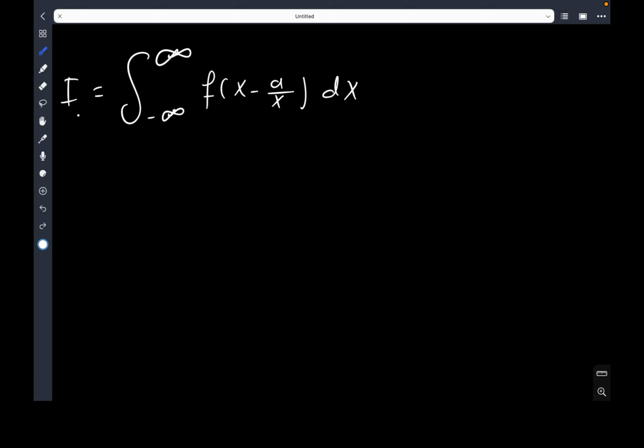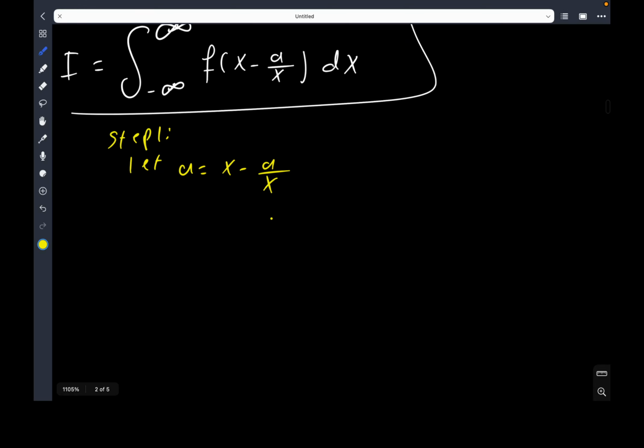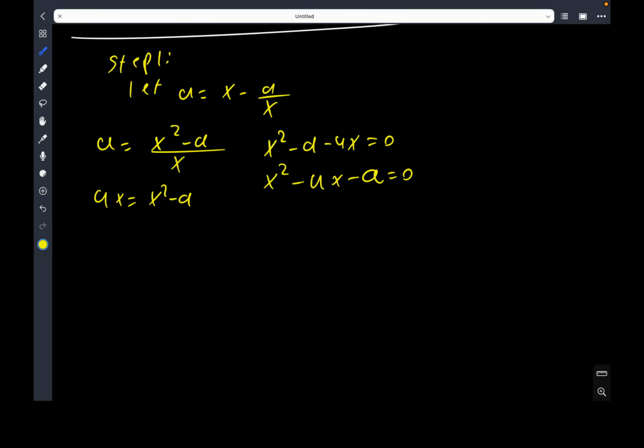So first of all, step one here. I'm gonna let u be equal to x minus a over x, and u therefore is x squared minus a over x, and therefore ux is x squared minus a, and thus it would be x squared minus a minus ux equals 0, which is x squared minus ux minus a equals 0.